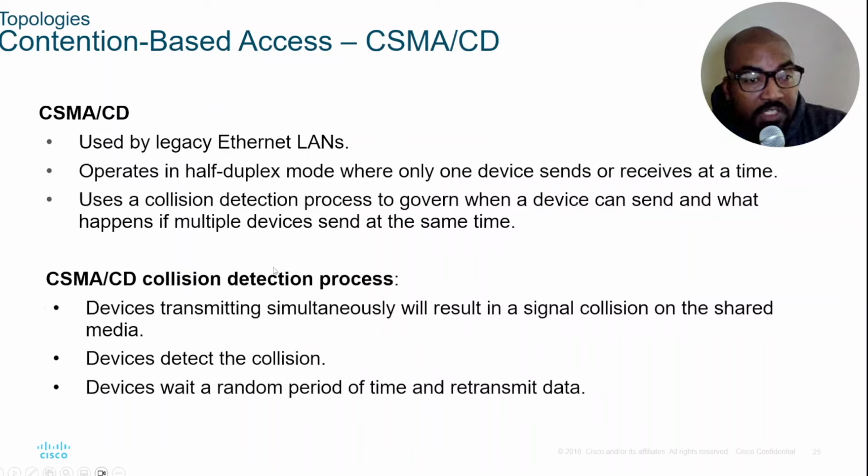It uses a collision detection process to govern which device can send and what happens if multiple devices send at the same time. So CSMA/CD, collision detection process: devices transmitting simultaneously will result in a signal collision on a shared medium. Devices detect the collision. Devices wait random periods of time to retransmit the data.